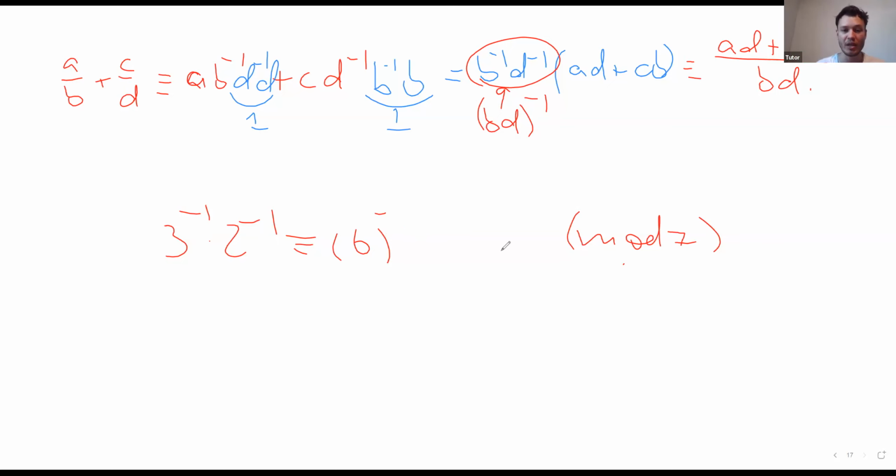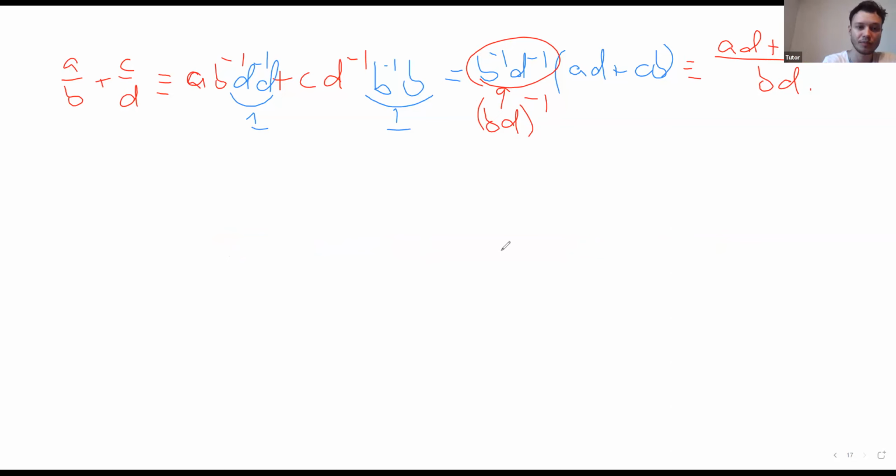Why can I use this property? Well, okay, look at this. Let's say that I have A times A inverse is going to be congruent with 1. And I can also multiply this times B inverse, which is going to be congruent with, well, this is 1, this is 1. So this entire thing is congruent with 1. But I can also rewrite this as AB times A inverse, B inverse.